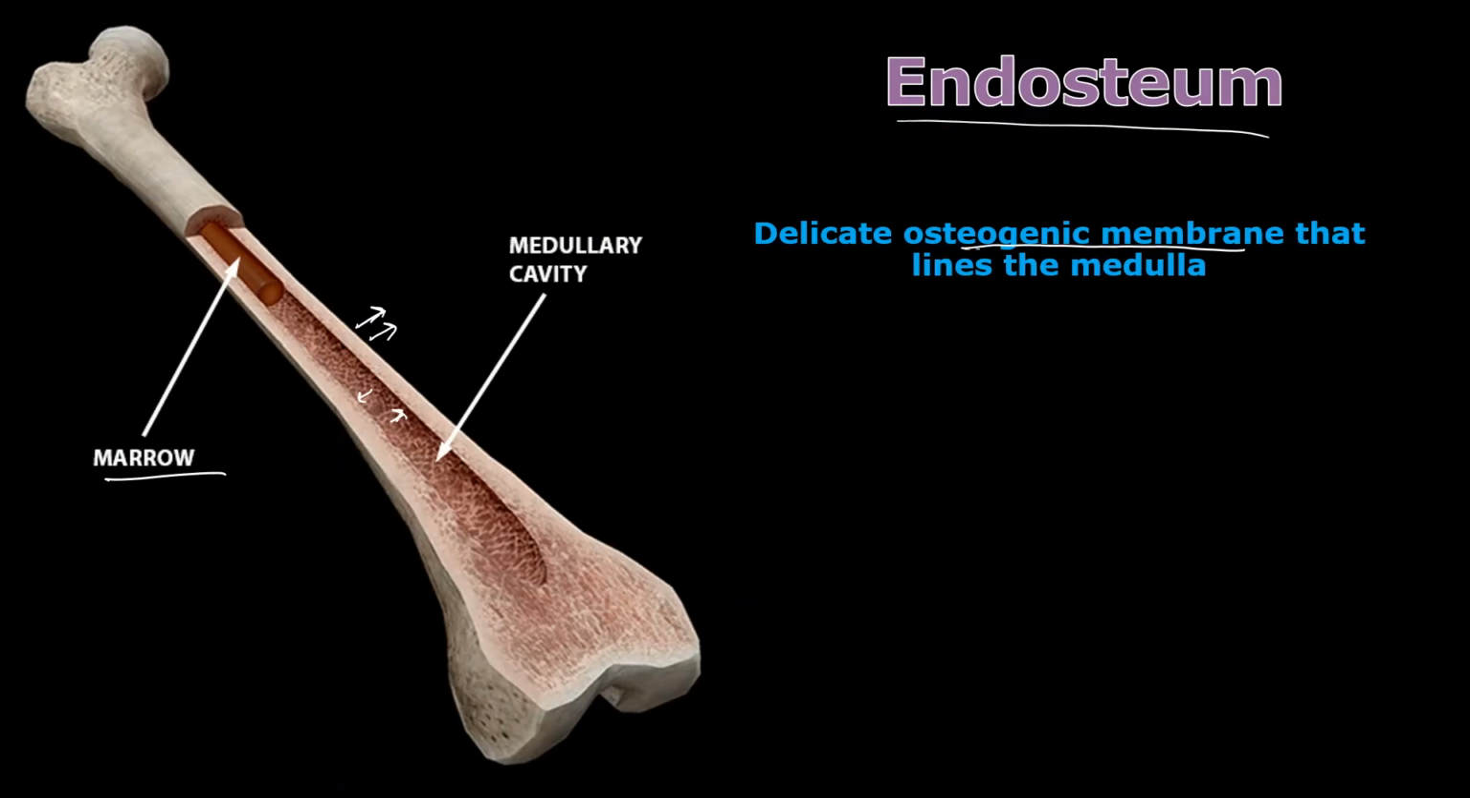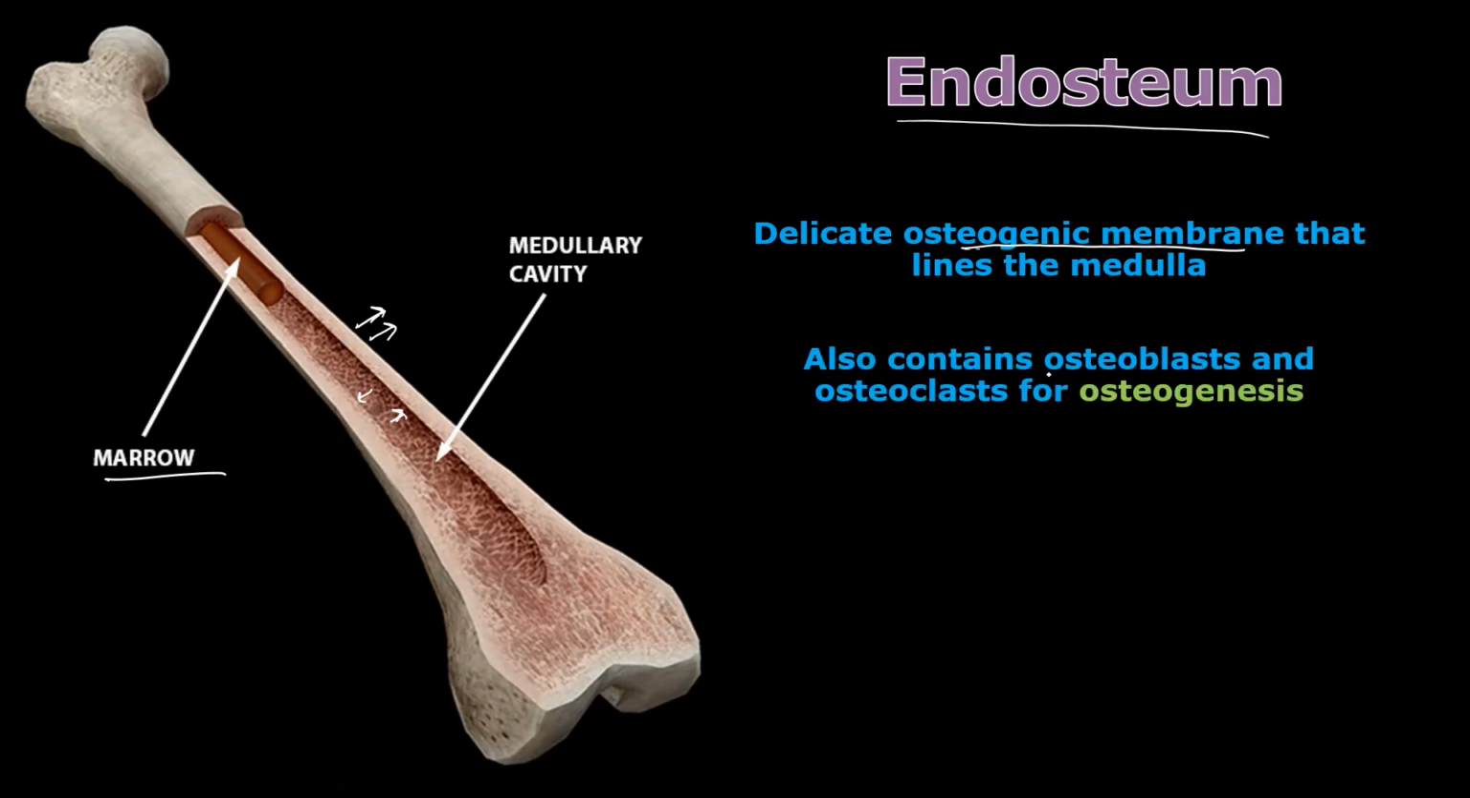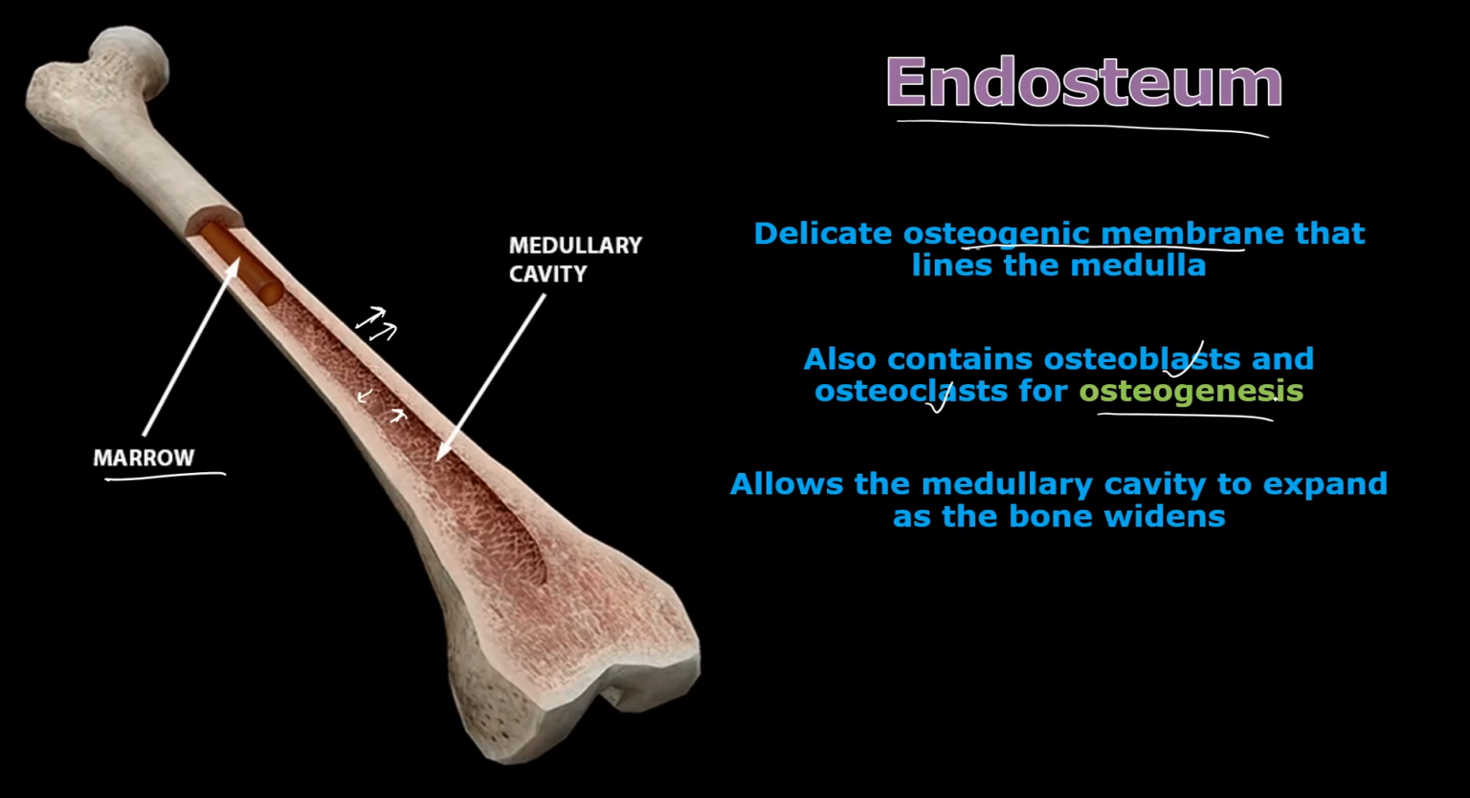It's often left out of pictures. It also has blasts and clasts, makers and breakers of bone, for osteogenesis. Same way as the periosteum did. But as we said, as the periosteum lets the outside of the bone get wider, this lets the medullary cavity expand as the bone gets bigger.